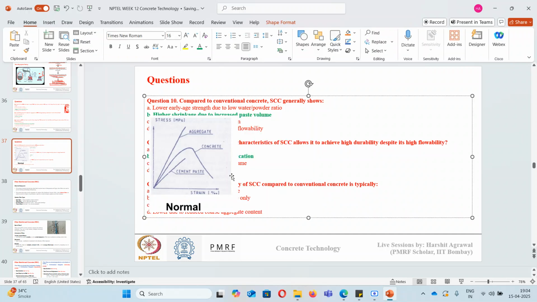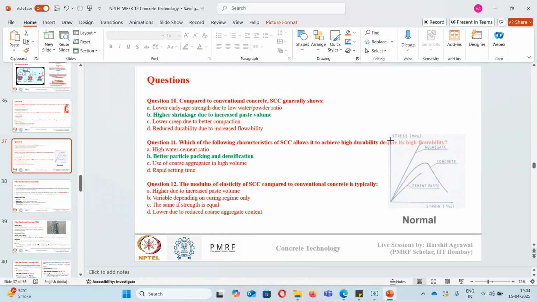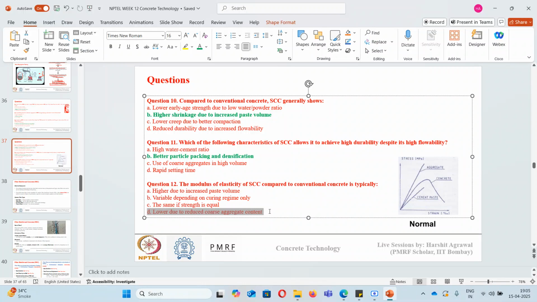If you see, the modulus of elasticity of concrete is generally enhanced by the presence of aggregate in the concrete. Now, in self-compacting concrete, there is a very low proportion of aggregate. So what will happen? Eventually, this curve will also go down. So the correct answer is lower due to reduced coarse aggregate content.